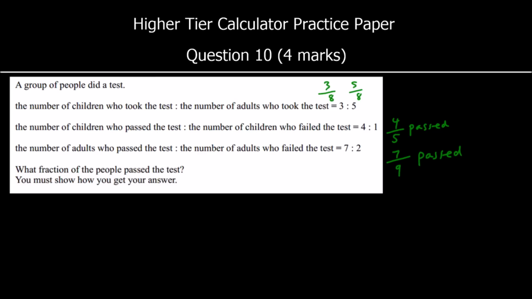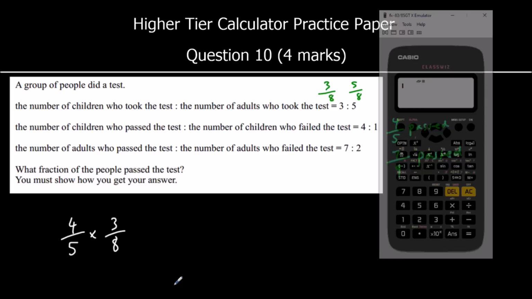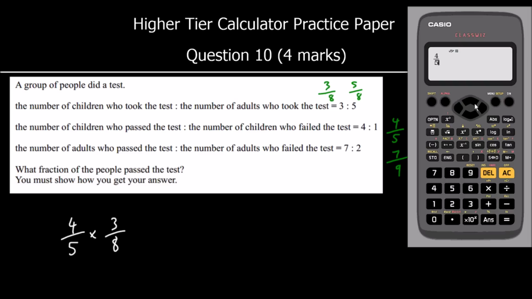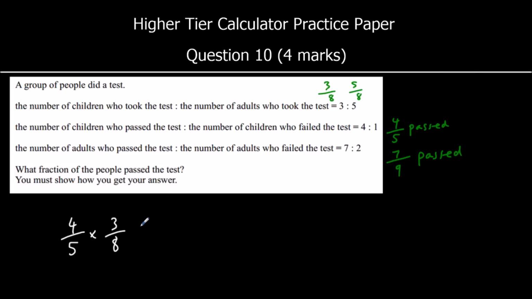So what fraction passed the test in total? So 4/5 of the children. So 4/5 of 3/8 passed. So 4/5 of 3/8, which is 3/10. So that's 3/10 of the people in total.